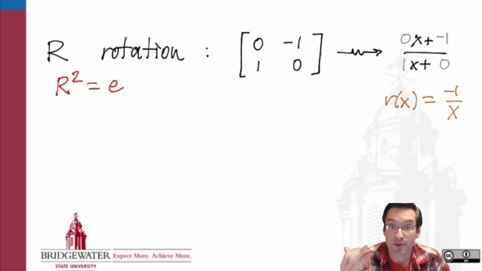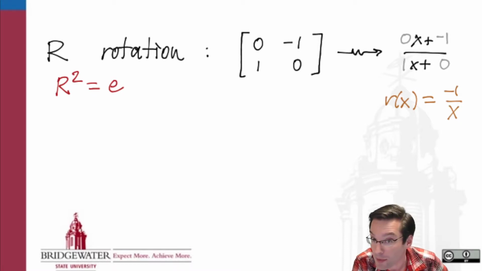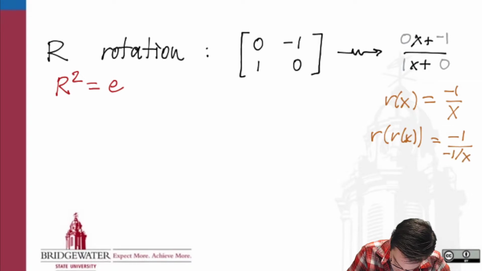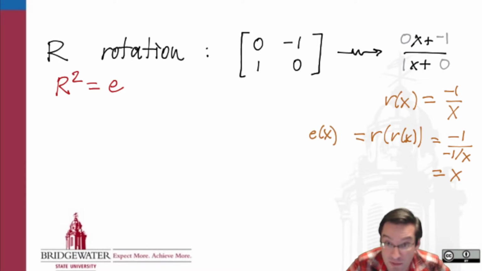So I could compose that with itself. If I take the opposite reciprocal of any real number, that result is going to give me that same real number back at the end of the day, right? You can check directly that r of r of x, that's minus 1 over minus 1 over x. And when you simplify that out, we just get x, which was our identity function, right? The formula for our identity function, e of x equals x.